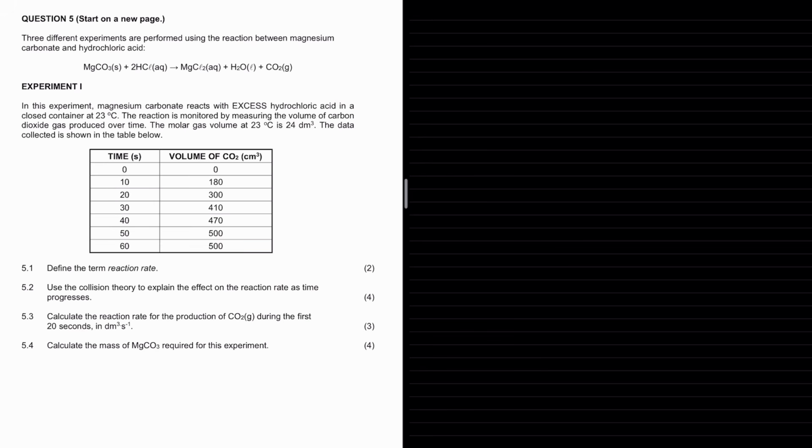We'll leave out 5.1. 5.2, use collision theory to explain the effect on the reaction rate as time progresses. So basically what's happening when you do rates of reactions, you'll learn that at the beginning of any reaction, the reaction rate is quite high. And that's because at the beginning, you have a lot of reactant, right? And you have these reactants that are in this vessel or in this container. And so there are going to be frequent collisions, and you're going to have a high rate. And this is at the start.